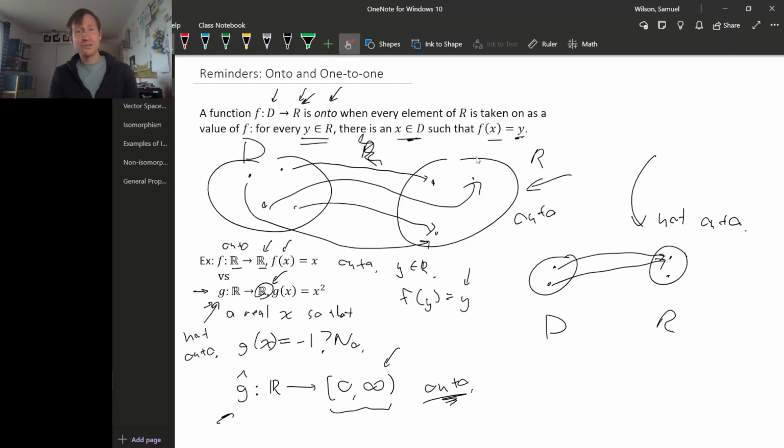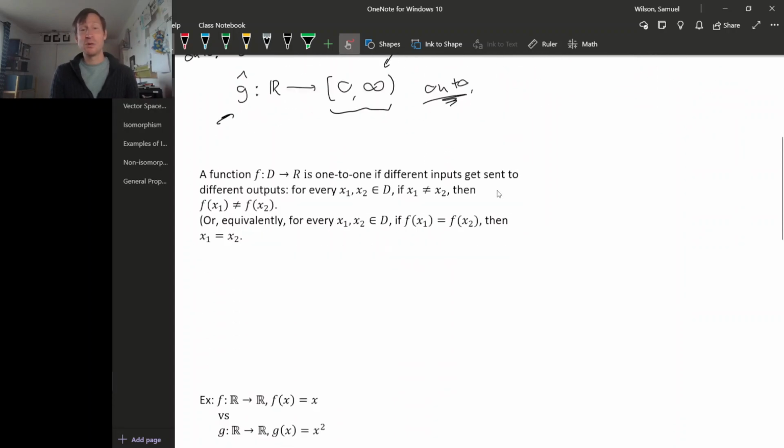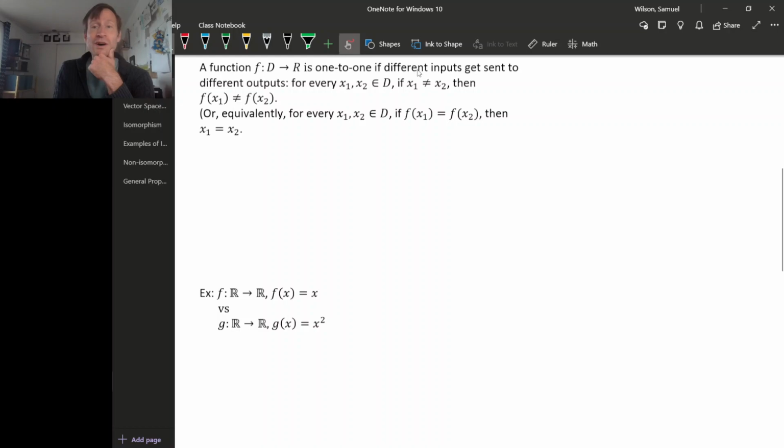All right, well, onto is one side of a two-sided coin, and the other side of that coin is being one-to-one. So a function is one-to-one if different inputs get sent to different outputs. A fancy way of saying that is for two values x1, x2 in the domain, if those values are not equal to each other, then f of those are not equal to each other. An equivalent way of saying this is if you have two inputs that produce the same output, then those two inputs actually were equal.